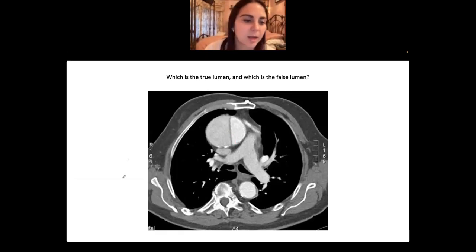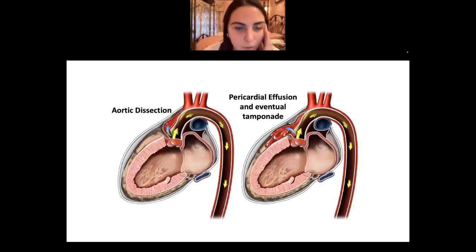So if they showed you this, the false lumen would be the bigger one. And it usually does tend to look a little darker, but I don't always see that. So just which one's bigger, which one's smaller.